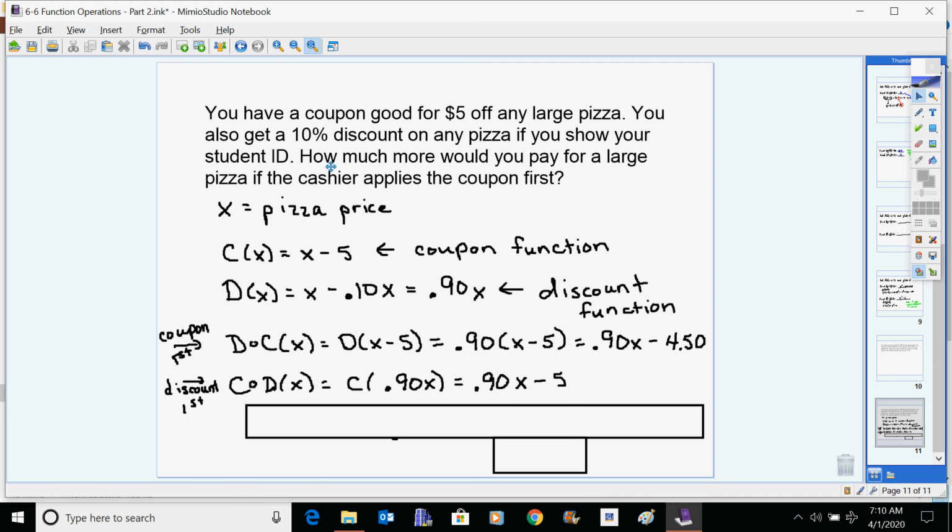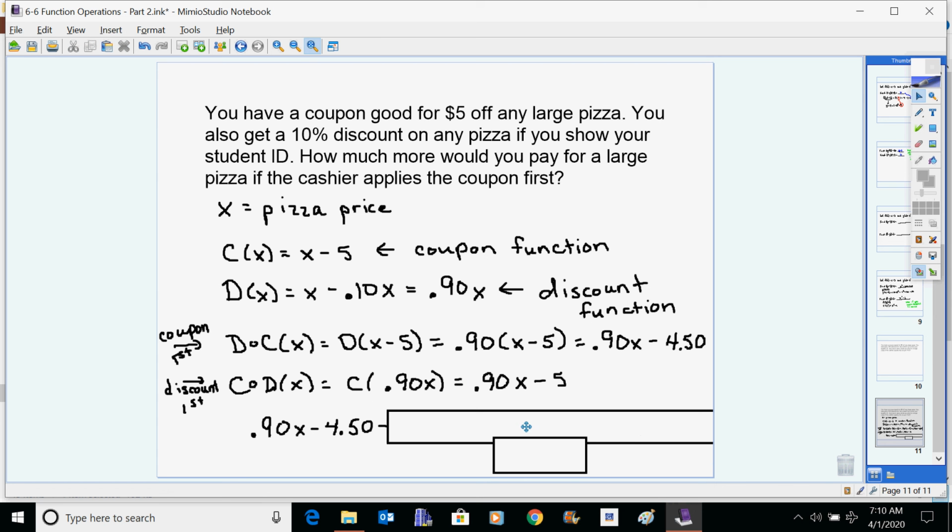Now it says, how much more would you pay for a large pizza if the cashier applies the coupon first? Okay, so here's our coupon first function, and here is the discount first function. So we're taking our coupon first function, because it says we're paying more for that, and we're subtracting our discount first function.